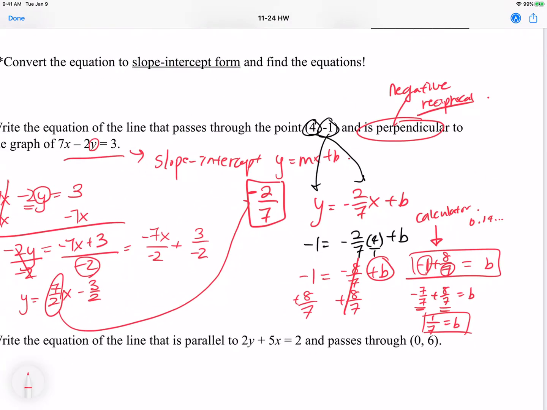So for my final equation, I'm just going to plug the y-intercept into the equation. I'm going to get 1 over 7 here. So this would be my final answer to that question.